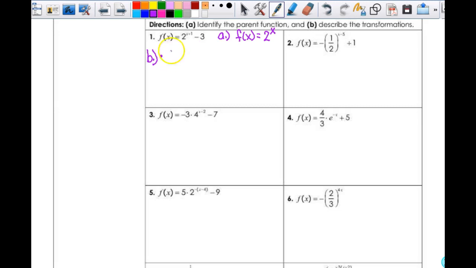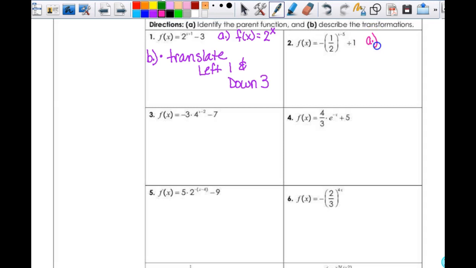I'm going to translate, and then this x plus 1 means I go where? Left. Good. I go left 1, and the 3 means I go down 3. Okay? Everybody good with that? Same process as when we did parent function stuff before. Okay? So let's look at 2.